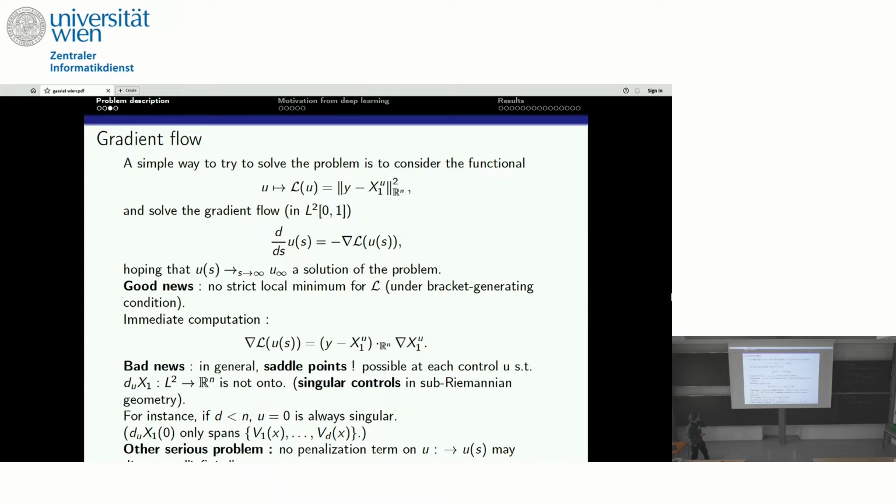Okay? And this means you can look at, okay, this is your endpoint, and you would like your endpoint to be y. So you just see this as a function of your control, and let's say you take the norm squared, for something which is nicely differentiable. Okay, and you have this positive function L, and you want to find the zero of it.